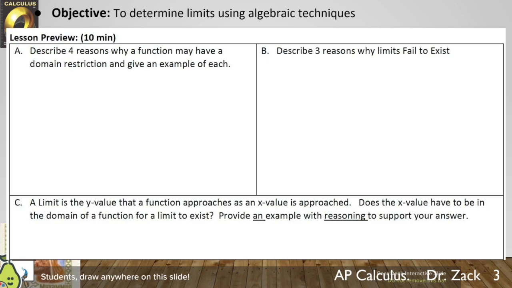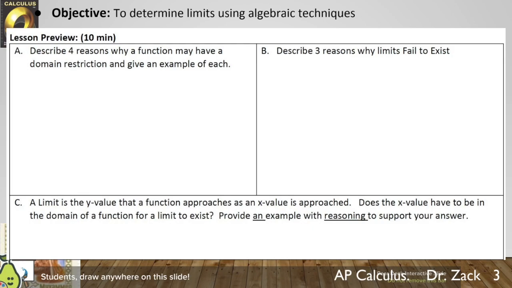A fourth reason may not be quite as obvious until you think more carefully. You might have some sort of physical restriction. For example, if you have a board that is 10 feet long and you're told to cut pieces of board that are 12 feet, that wouldn't work.